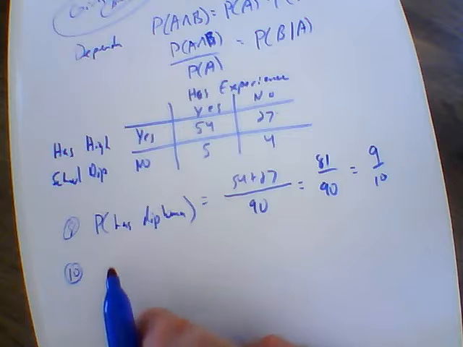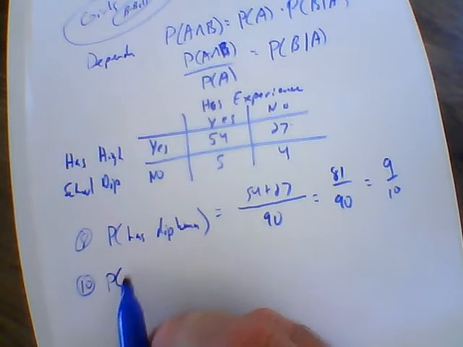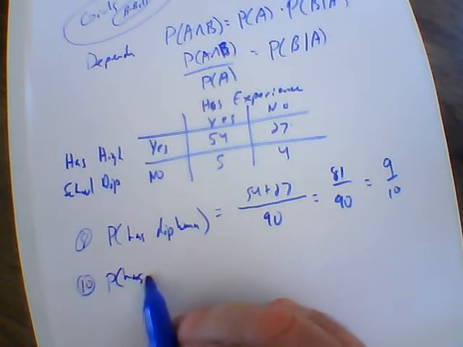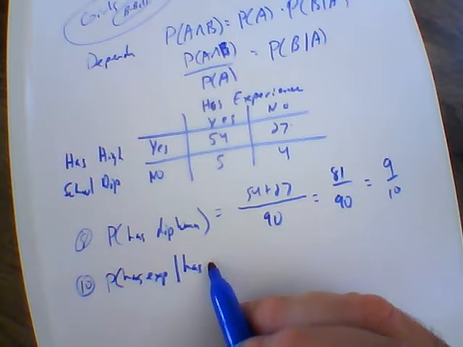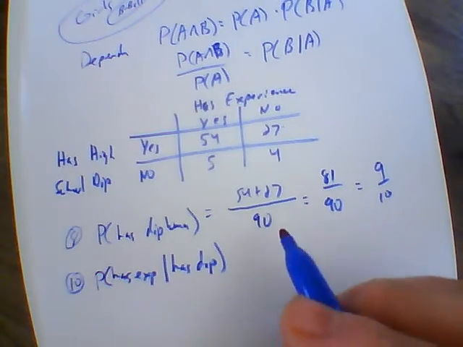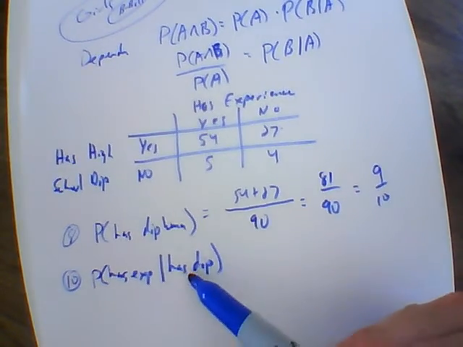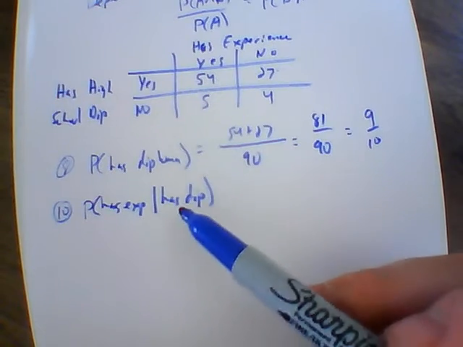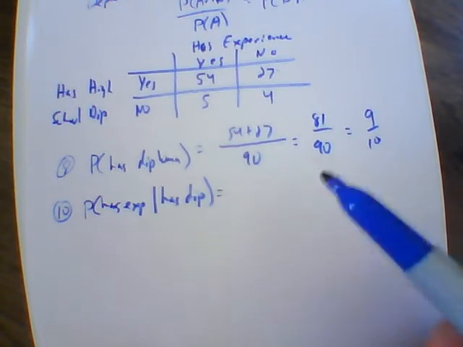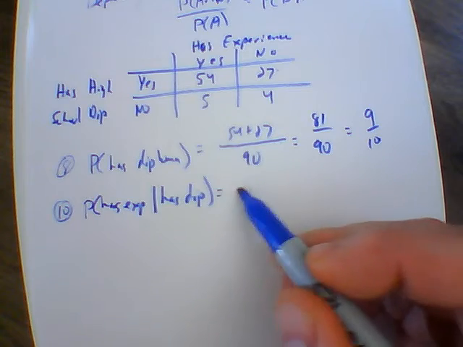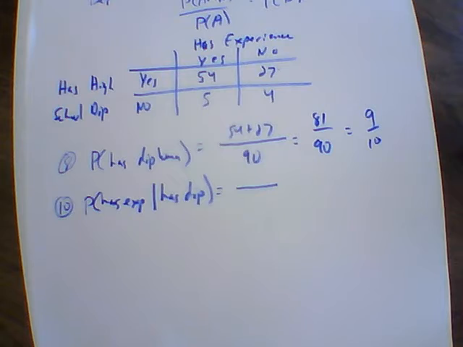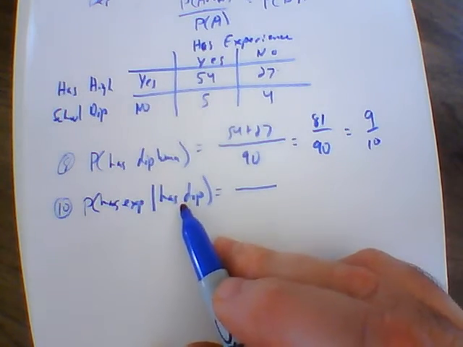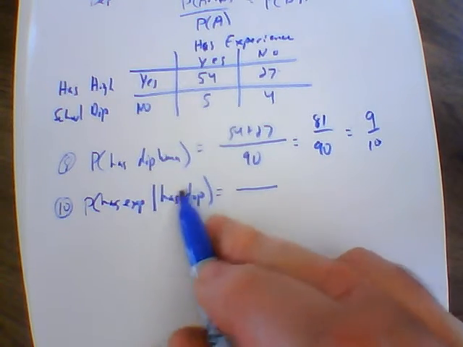Now, part 10, or number 10 tells us, what's the probability that they have experience given they have a diploma? Okay? So this is talking about some sort of contingency, some sort of restriction being put on here. If we have a diploma, that means that we have a little change going on here. Okay, so if we think about this, we have a restriction put on this. Okay, so this is our restriction.